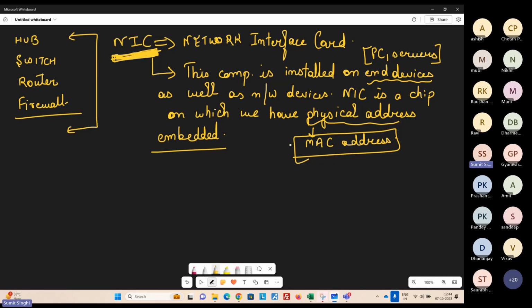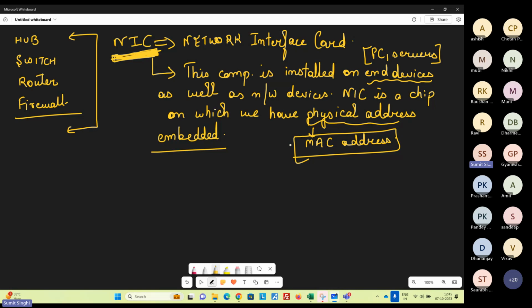Now, what is a MAC address? What is a physical address? What is a logical IP? These we will talk about in the next course of our lectures. For the time being, you just need to be aware that a NIC is a chip embedded into our system, and there is an address embedded on that NIC chip, and on that hardware address we have an IP address assignment, and through the IP address you actually access the internet.